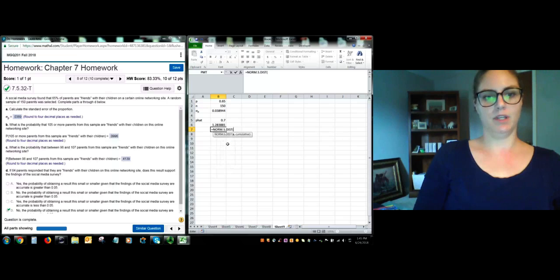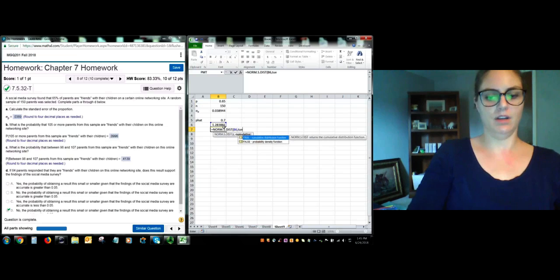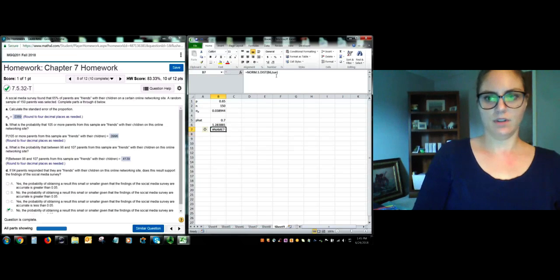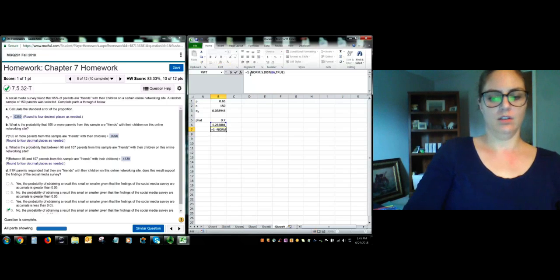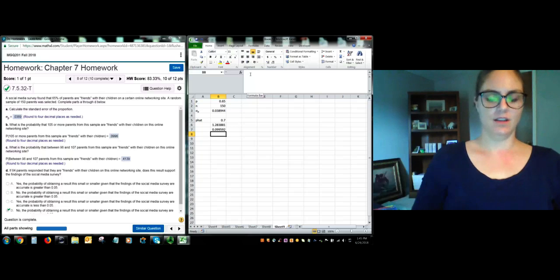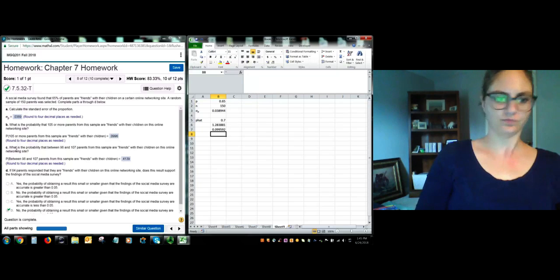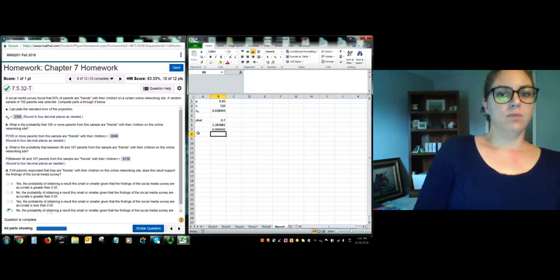Let's see what the probability of that is going to be. Oops, I think I misspelled true there. And here, recall, it's saying what's the probability that 105 or more parents from the sample are friends. Okay, so or more, we have to take the complement, 1 minus that entire distribution or probability. Okay, so this is our part B. Now let's go to part C.